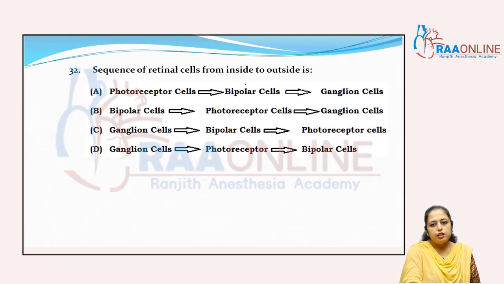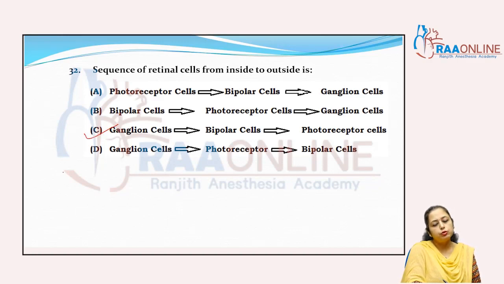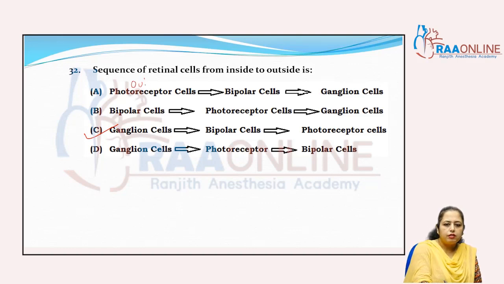Sequence of the retinal cells from inside to outside, right? When we talk about that, this is also given in NCERT. From inside to outside, the ganglionic cell, the bipolar cell and the photoreceptor cell, right? So the correct sequence from inside to outside is that. And the other one is the sequence from outer to inner, right? Clear?